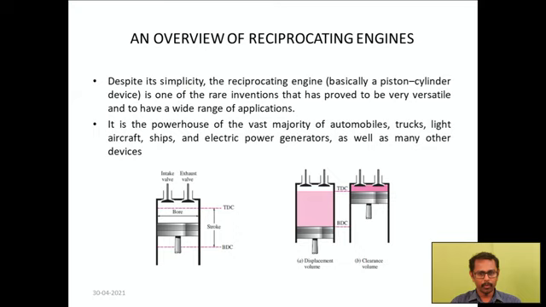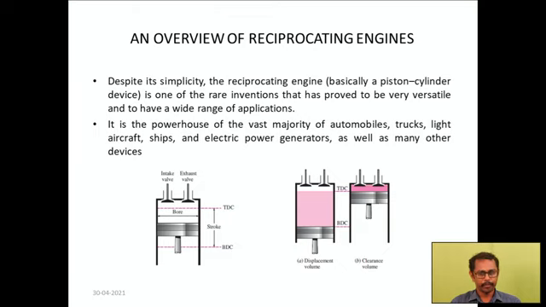And we should know about top dead center. Top dead center is when the piston is at the top, which produces the minimum volume in the combustion chamber. Then bottom dead center is the position of the piston which produces the maximum volume in the combustion chamber.